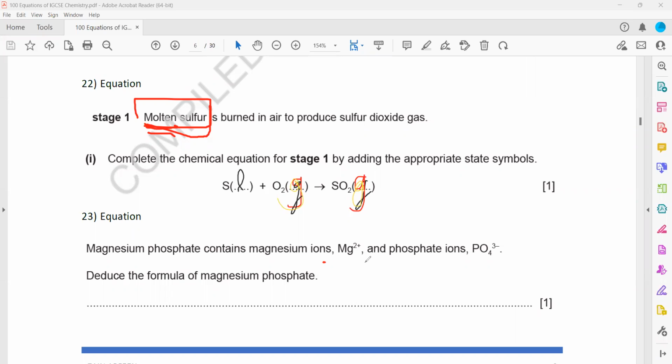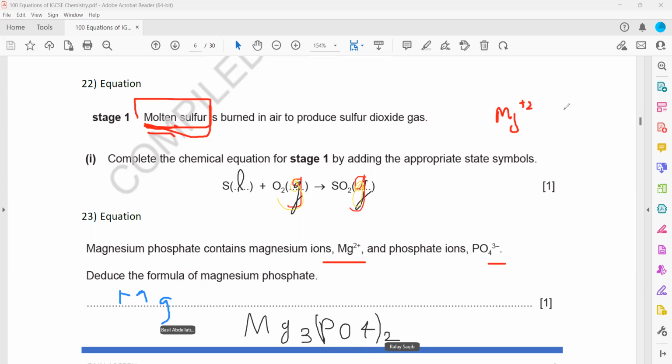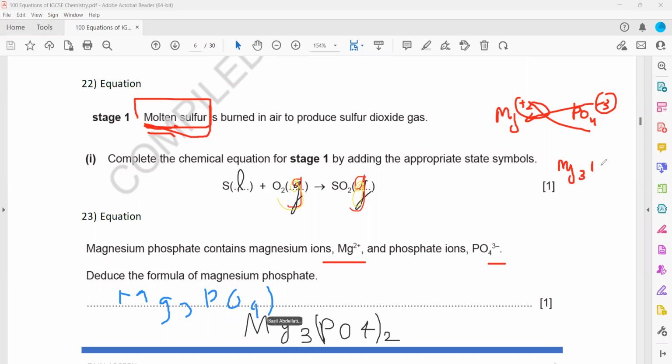Magnesium phosphate contains magnesium ion and phosphate ion. What is the formula for magnesium phosphate? Magnesium is group 2, +2 valency, and phosphate is PO4 -3. So we cross multiply. It will be Mg3(PO4)2.